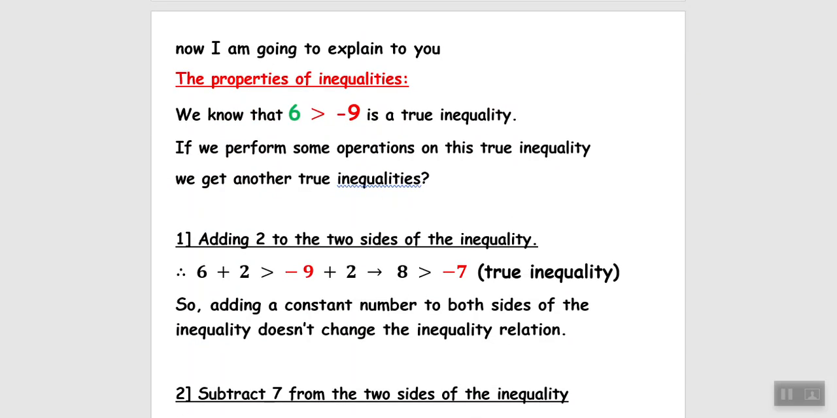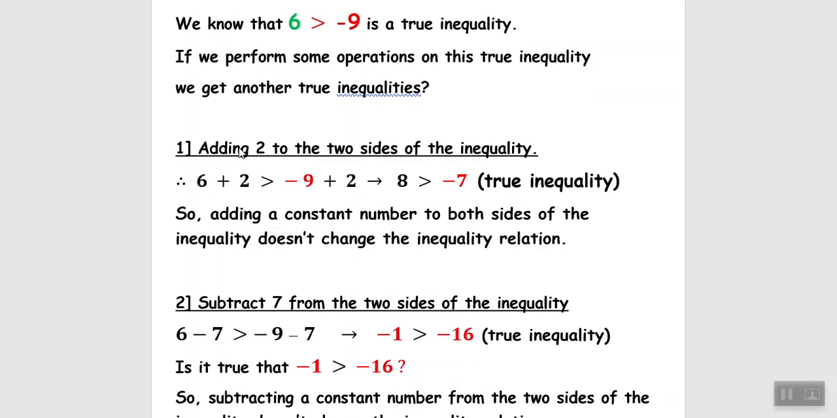Now I'm going to explain to you the properties of inequalities. We know that 6 is greater than negative 9. We call it a true inequality. If we perform some operations on this true inequality, we get other true inequalities.